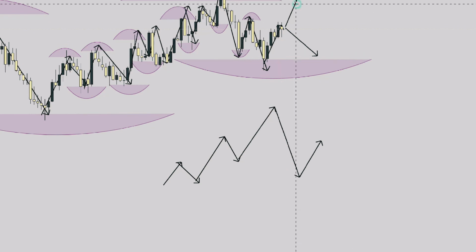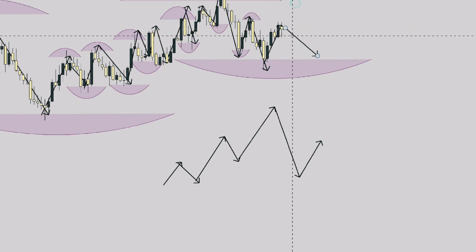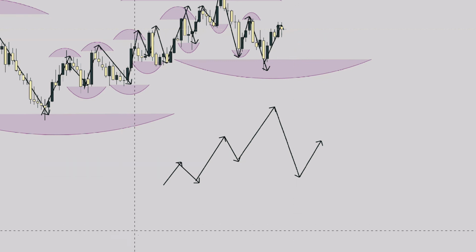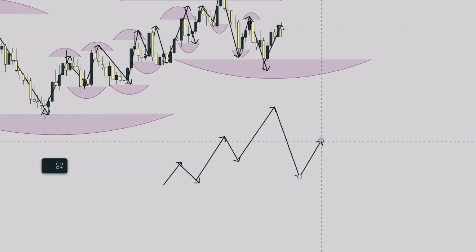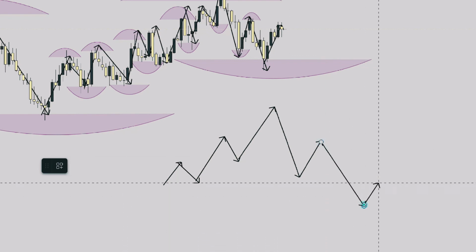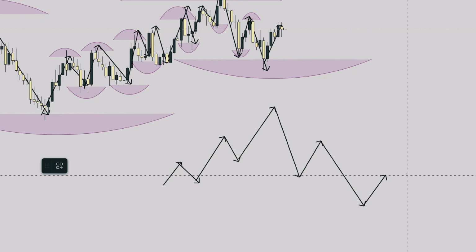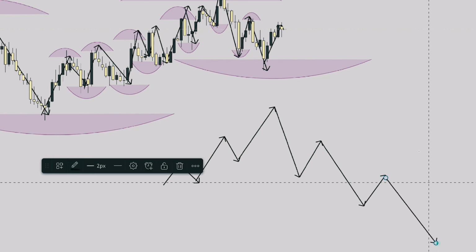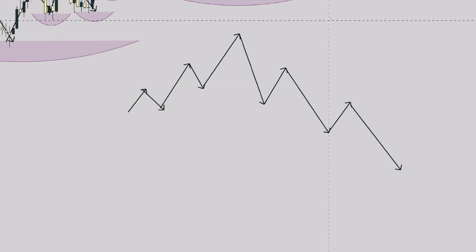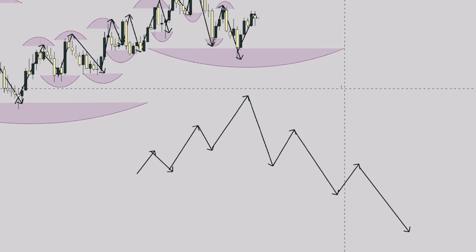But that doesn't really matter too much right now, because we're just looking at the higher time frame structures. So again, the next point would look like that, hopefully. Then you get another lower high and another lower low to make this bearish market structure continue on with the downtrend.